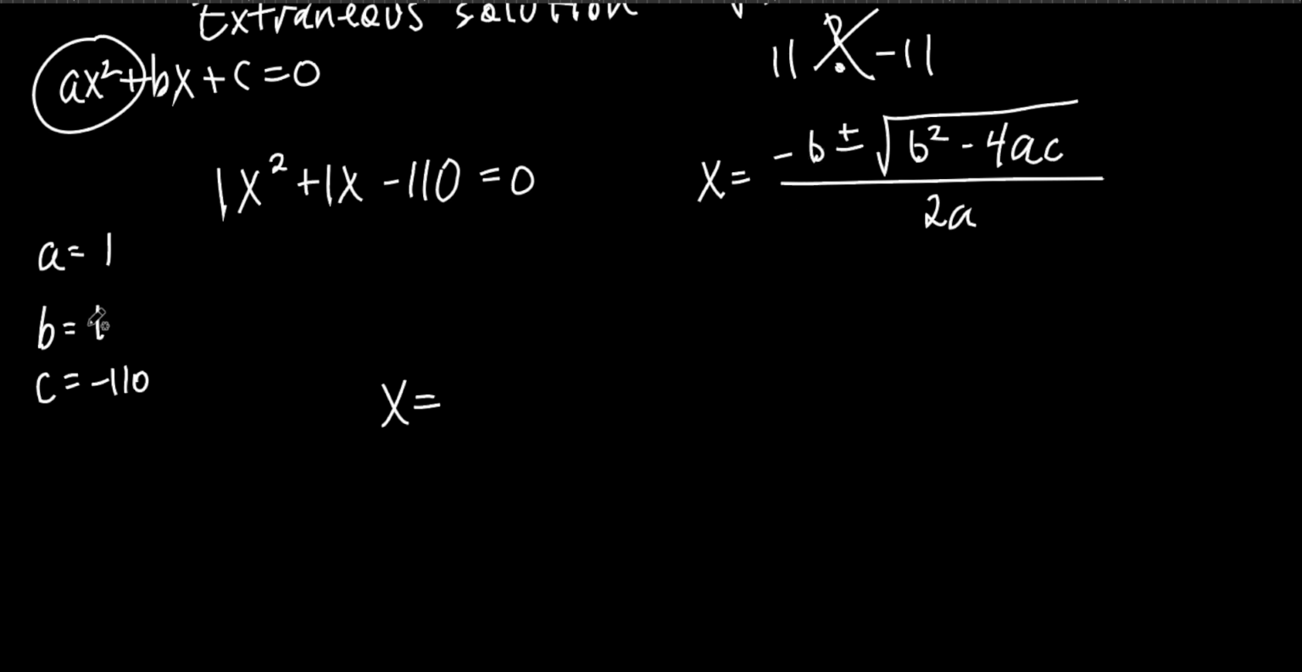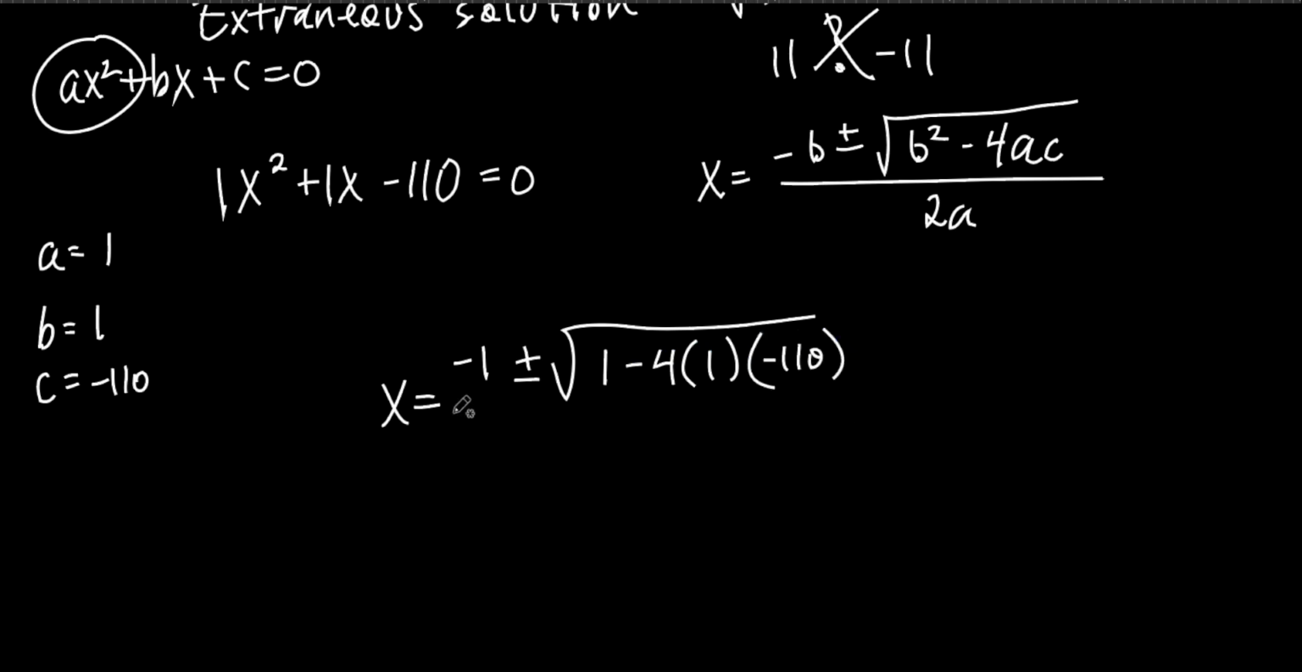This says negative b. Well, b is 1, so what's negative b? It's negative 1, correct? This means the opposite of whatever b was. B was positive 1, so we take the opposite of positive 1, which is negative 1. We're going to put a plus or minus here because we're going to get two answers. And then you do the rest of it. B squared, so it's a 1. What's 1 squared? I can do that in my head. It's 1. Minus 4 times a, which is 1, times c. Now c is a little weird. It's negative 110. That whole thing is over 2 times a, or 2 times 1, which is just 2.